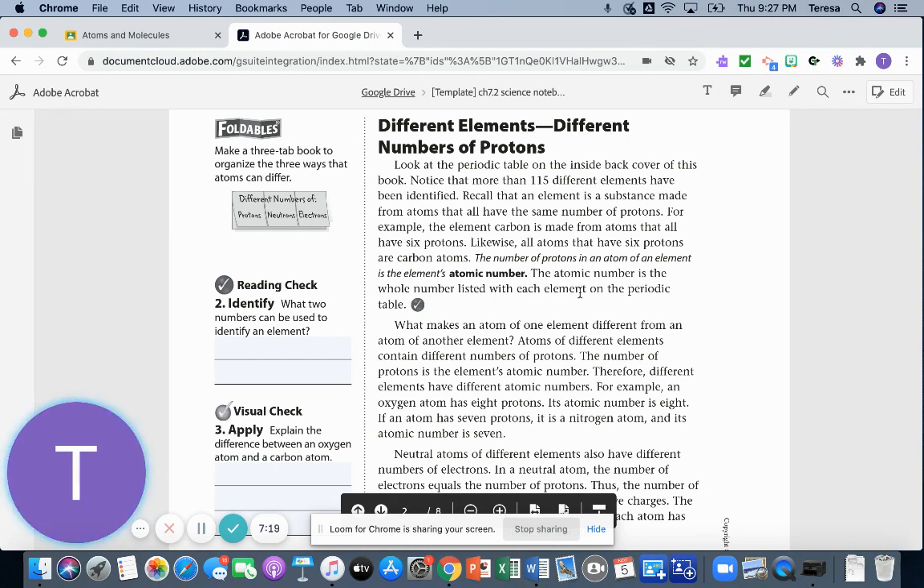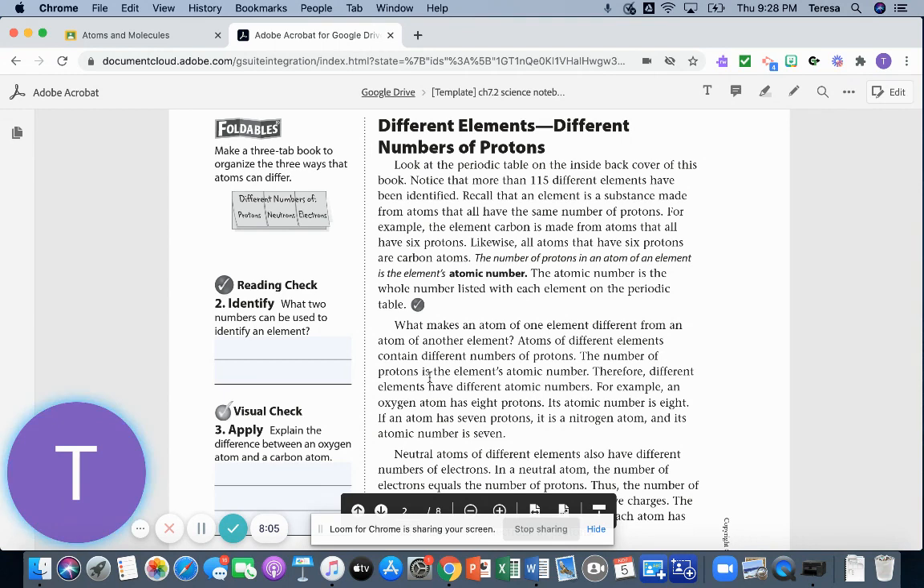So when we are looking at that paragraph, and then down below, it says, what makes an atom of one element different from the atom of another element? Atoms of different elements contain different numbers of protons. The number of protons is the element's atomic number. Therefore, different elements have different atomic numbers. So what can be used to identify an element? You can identify it either by the number of protons or by the element's atomic number.